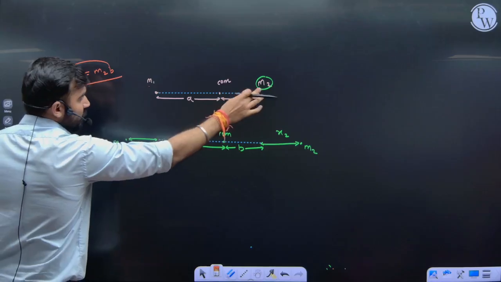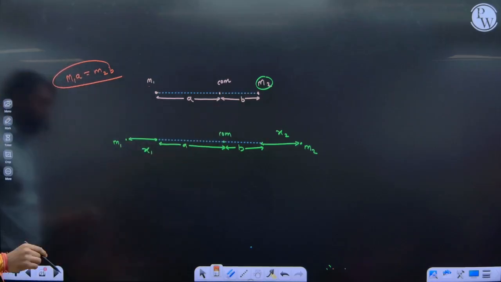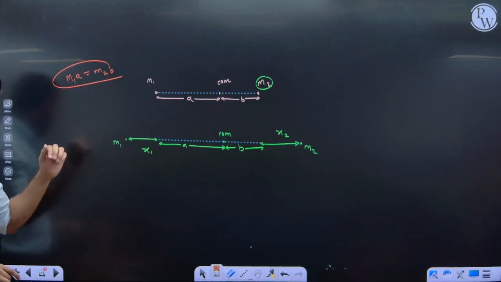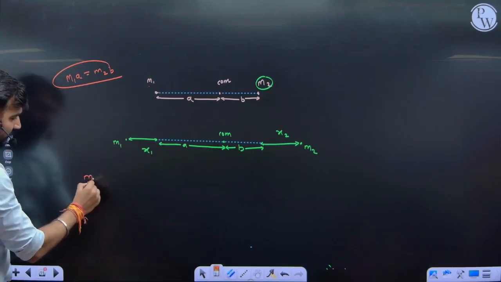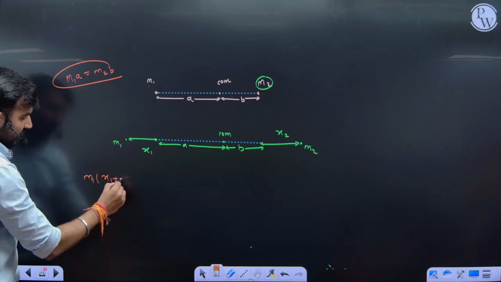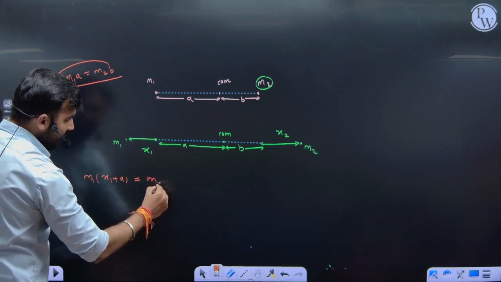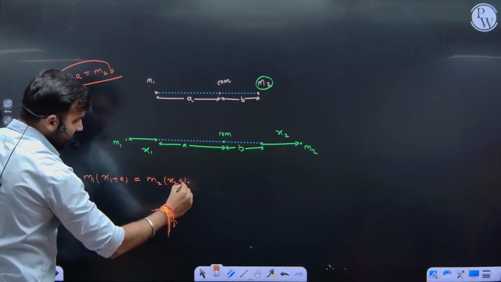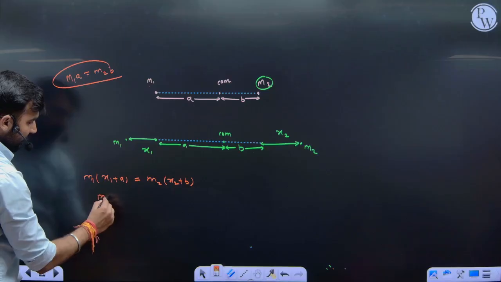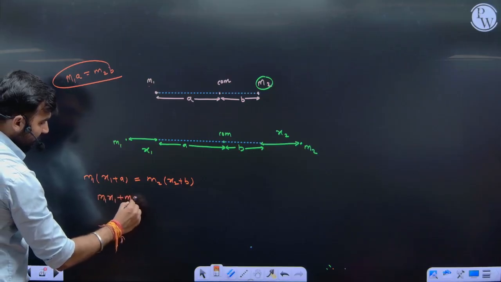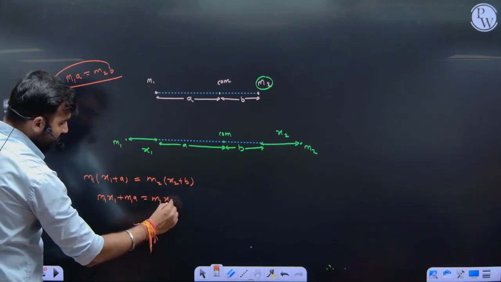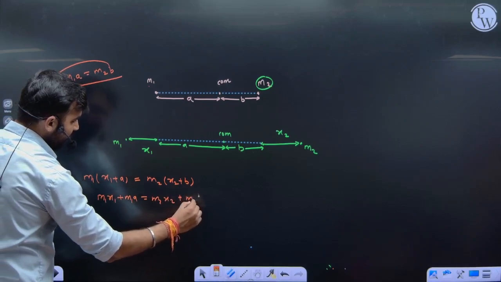m1 into a equals m2 into b. In the last question I told you. So here, let's say this is the final diagram. Can I write m1 into (x1 plus a) is equal to m2 into (x2 plus b)? What is this? m1 x1 plus m1 a is equal to m2 x2 plus m2 b.